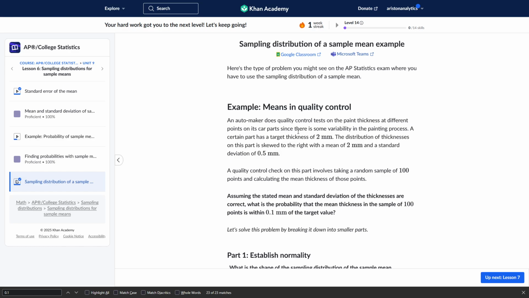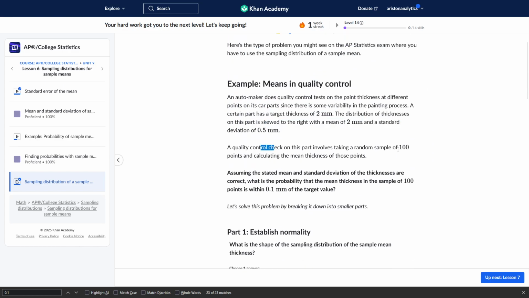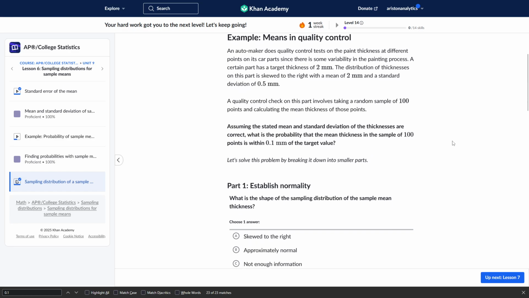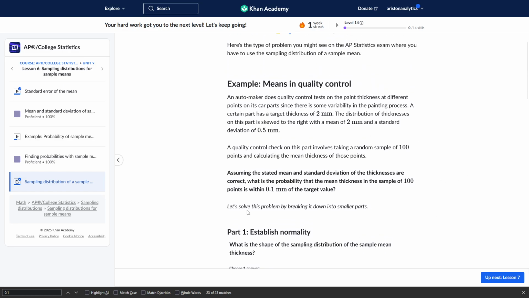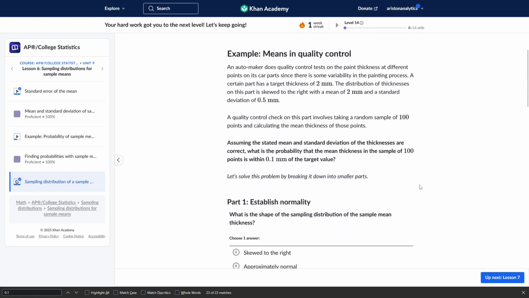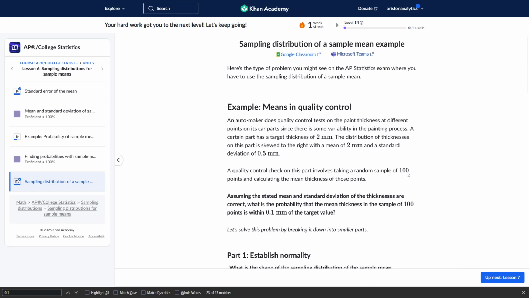An automaker does quality control tests on the paint thickness at different points on its car parts, since there is some variability in the painting process. A certain part has a target thickness of 2 mm. Mean, standard deviation, we're given a sample size. Assuming the stated mean, what is the probability that the mean thickness in a sample is within it? Can we assume that it's independent? Can we assume that it's going to be normally distributed?